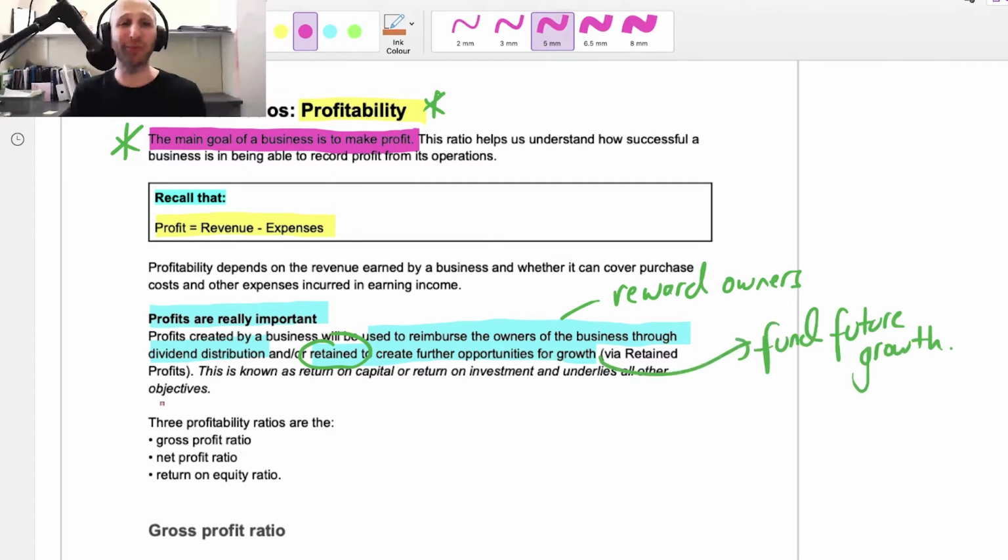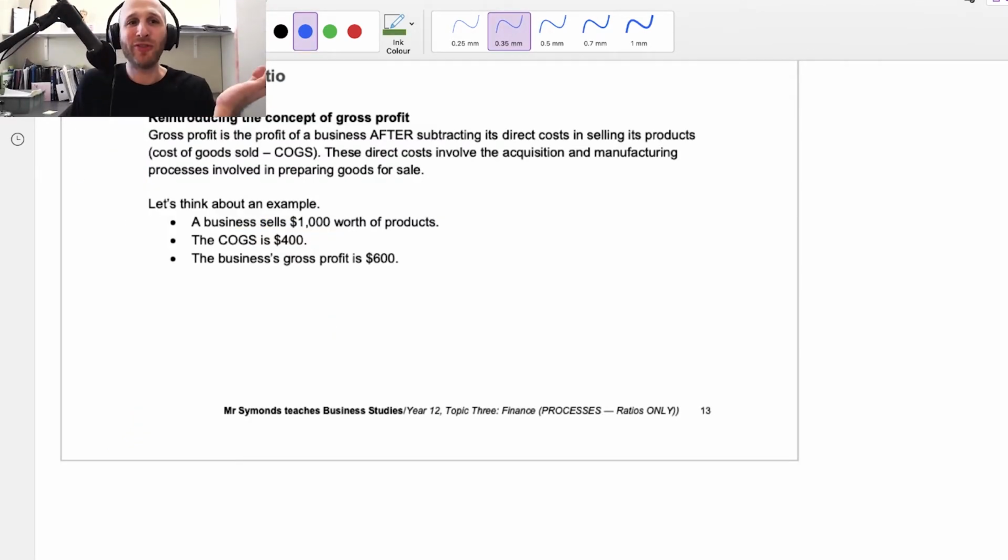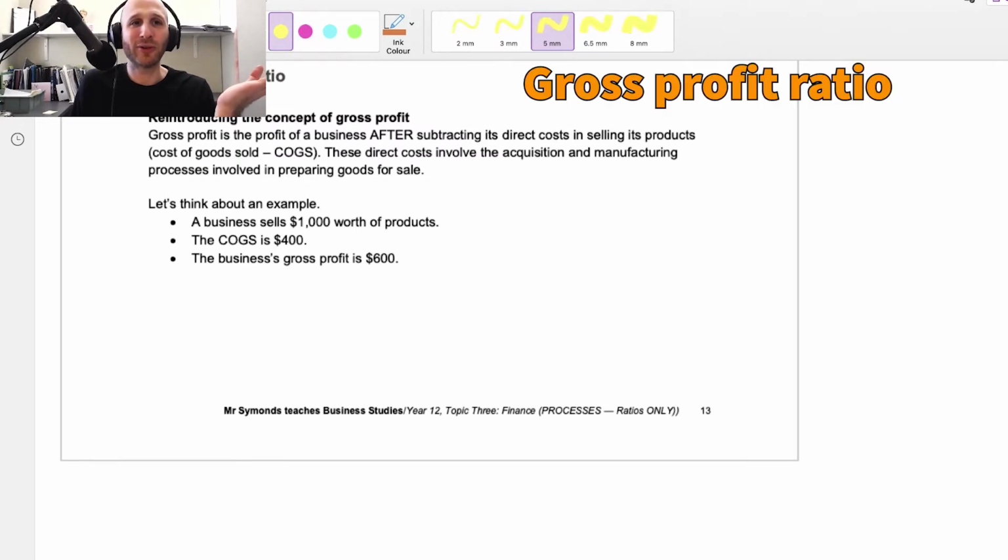When we are analyzing profitability, there are three ratios I'm going to discuss: gross profit, net profit, and return on equity. So we're just going to roll through each. Let's start with the gross profit ratio.